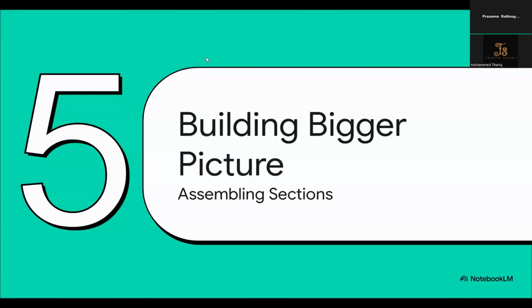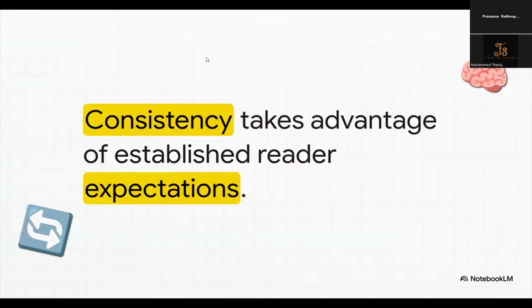Finally, Section 5, building the bigger picture and assembling our sections. Let's zoom out for a second. We've just engineered these perfect, unified, coherent, distinct blocks of text. Now, how do we assemble them into larger sections of a manuscript? Well, all the rules we just discussed apply on a macro level too. One of the single most powerful tools in a science writer's toolkit is consistency in paragraph order.